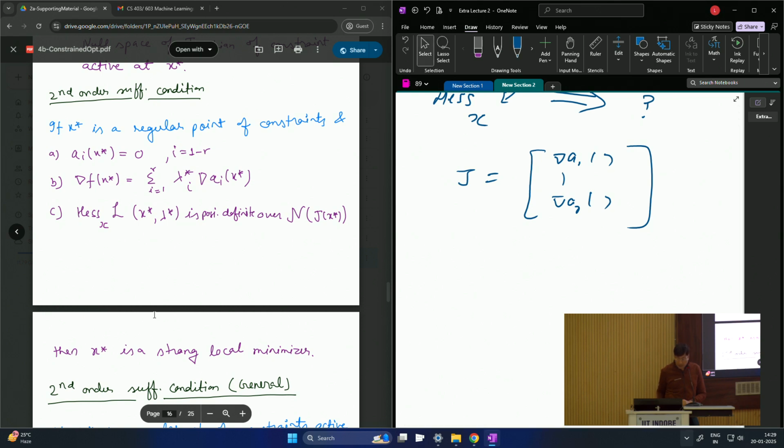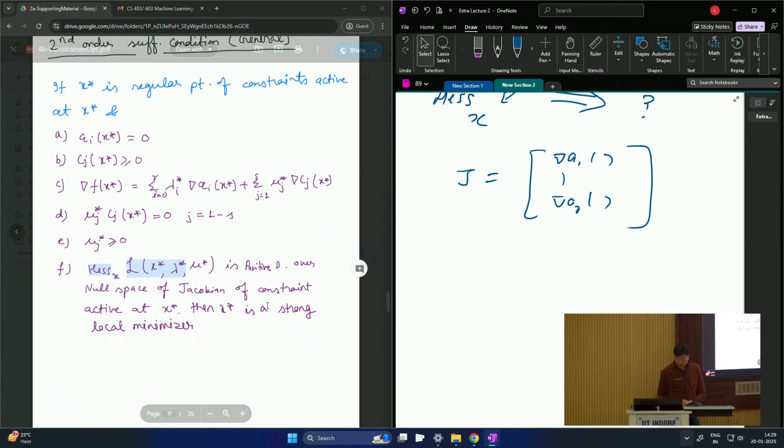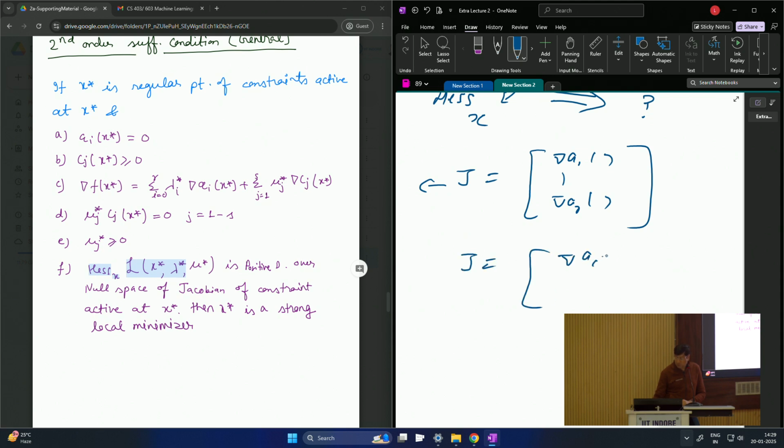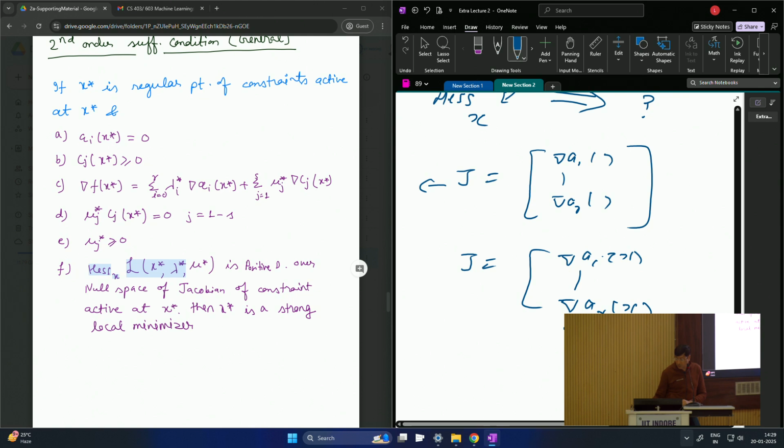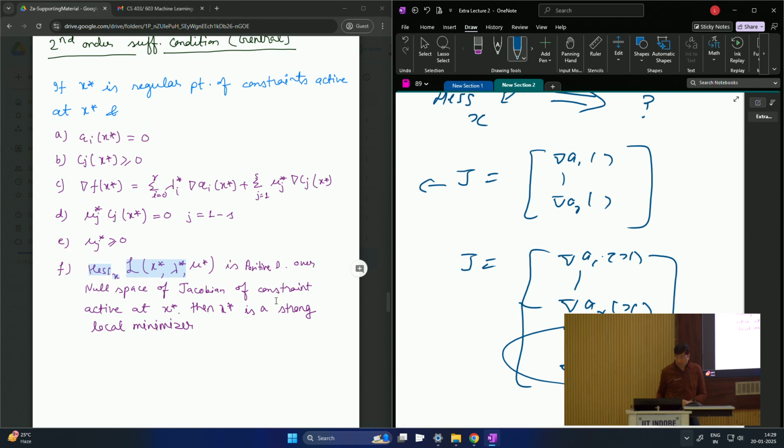In the bottom case, it says positive definite over the null space of the Jacobian of constraints that are active at x star, which means that this is for the earlier case. For the second case, you will have to make the Jacobian of constraints of the equality, because all equality constraints are active, and then you will have some C1 through CT. There will be some active inequality constraints as well. You will put them in your Jacobian matrix. And then what we will do? You will find this null space.